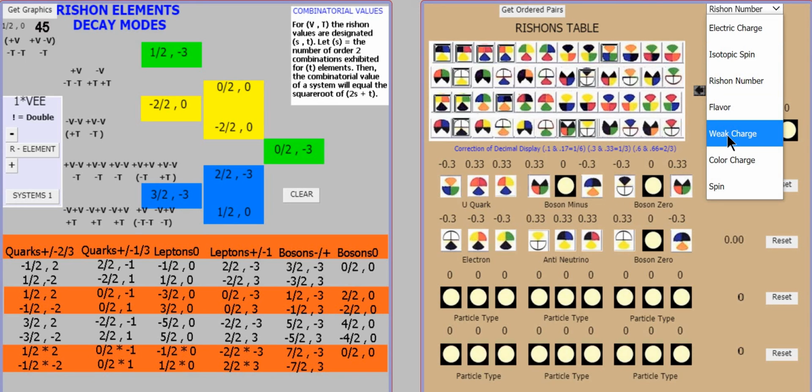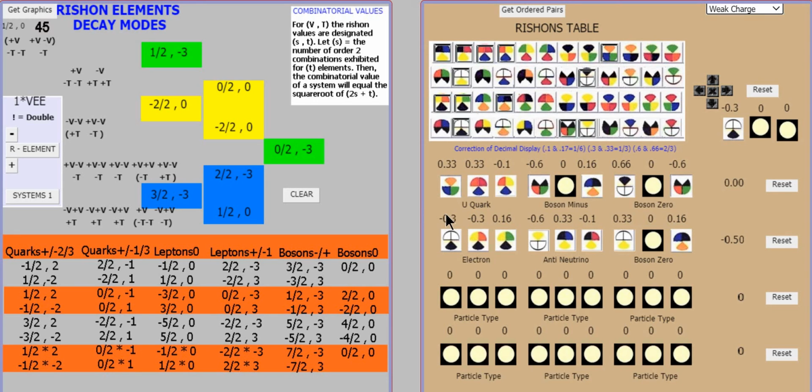Let's look at the weak charges. Now, the weak charge on the left-handed U quark is +1/2, as is indicated, and the weak charge on the W boson is -1/2, making a 0 weak charge on the S quark, and a 0 weak charge on the disappearing boson 0.